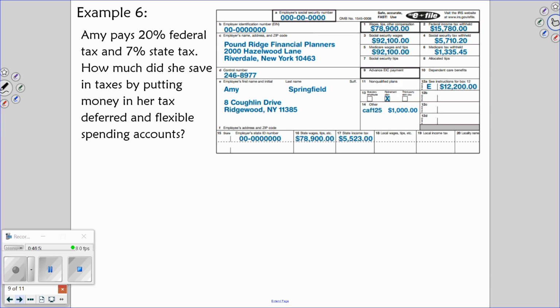All right, example 6. We're almost there, guys. We're almost there. I know. We do. Sorry. Some of them are fast. Some of them are fast.